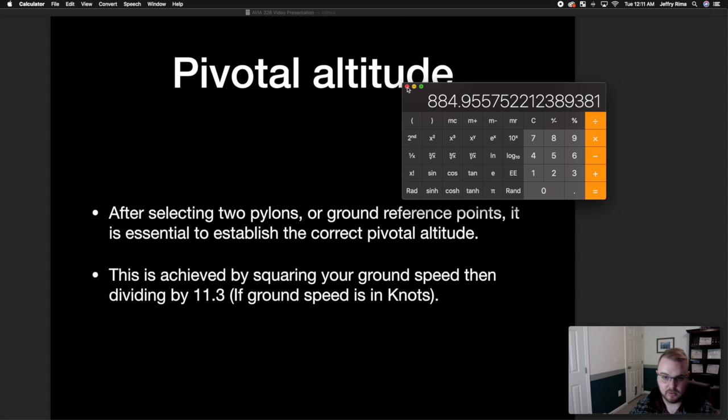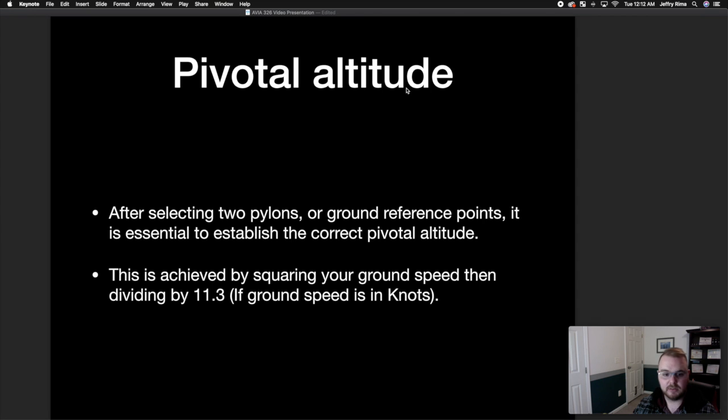So to accommodate for your pylon being on mean sea level and your altimeter at mean sea level, all you have to do is figure out the mean sea level altitude of your object. Let's just say this is 900 feet and your object is 200 feet off the ground. So you're going to add 200 feet to 900 feet, you're going to get 1100 feet.